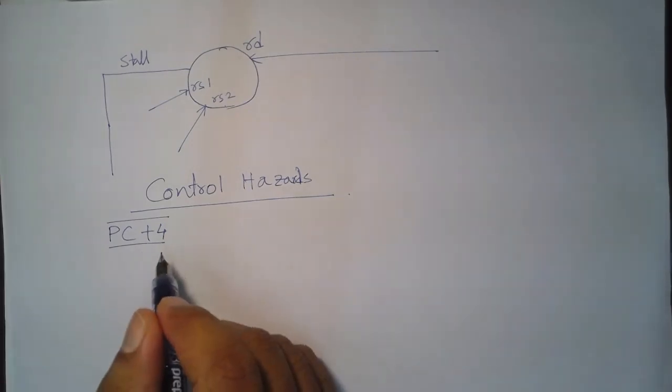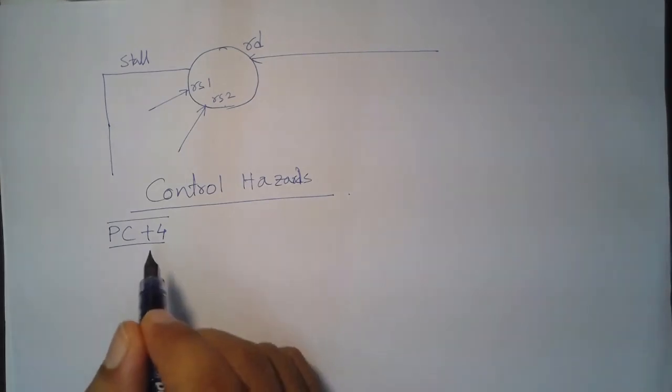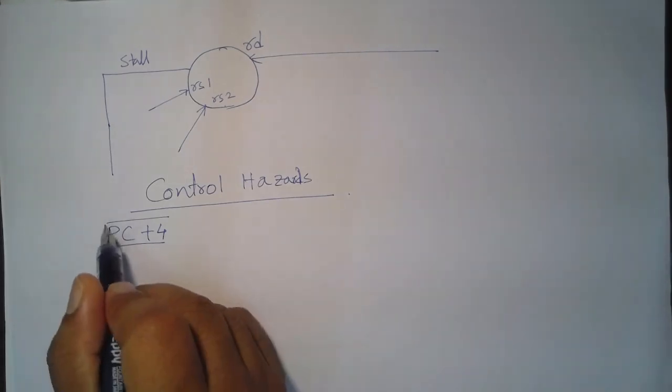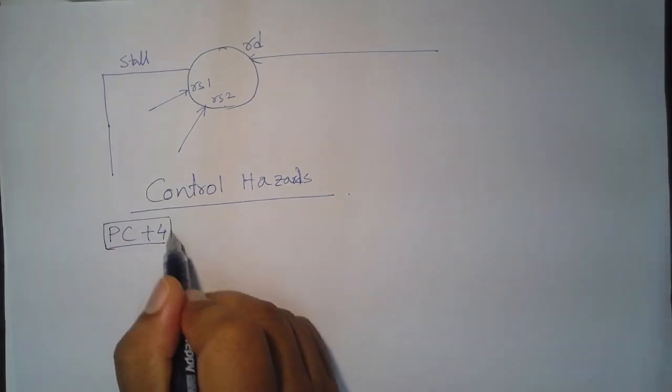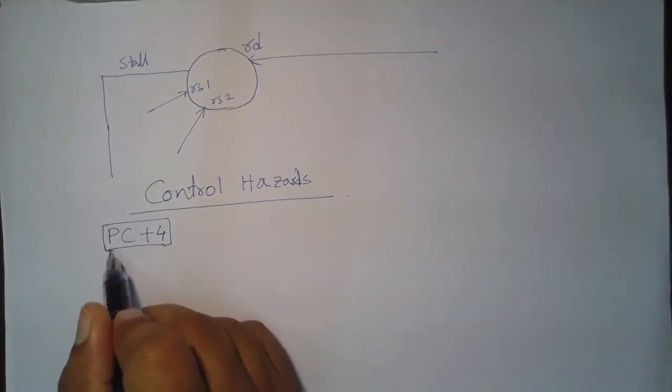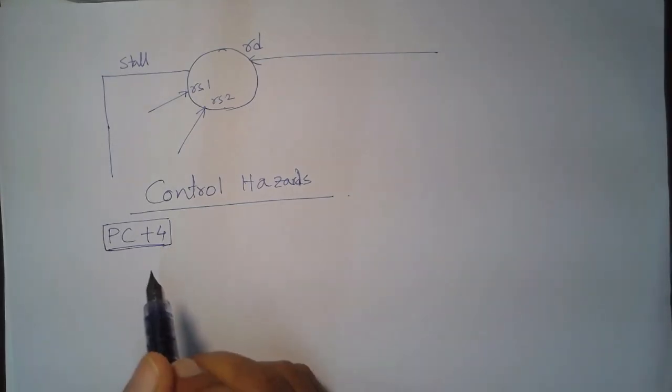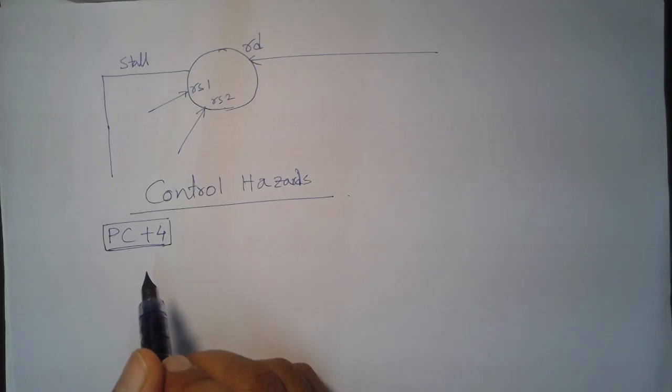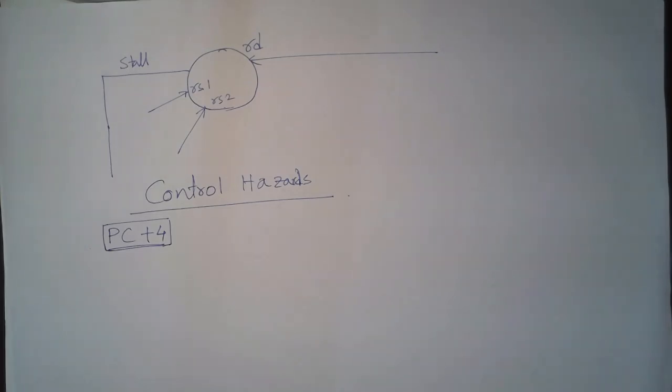And because in the pipeline we tend to fetch instructions one after another, if there is a change in the execution order, or if there is a change in the sequence at which the program is getting executed because of, let us say, these kinds of branch instructions, etc., this can lead to basically hazards in the pipeline, and that is called control hazard. All right.